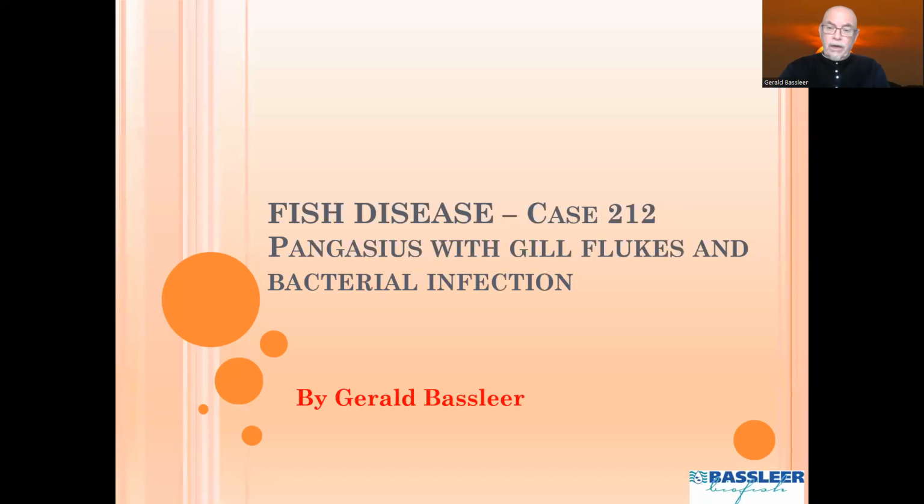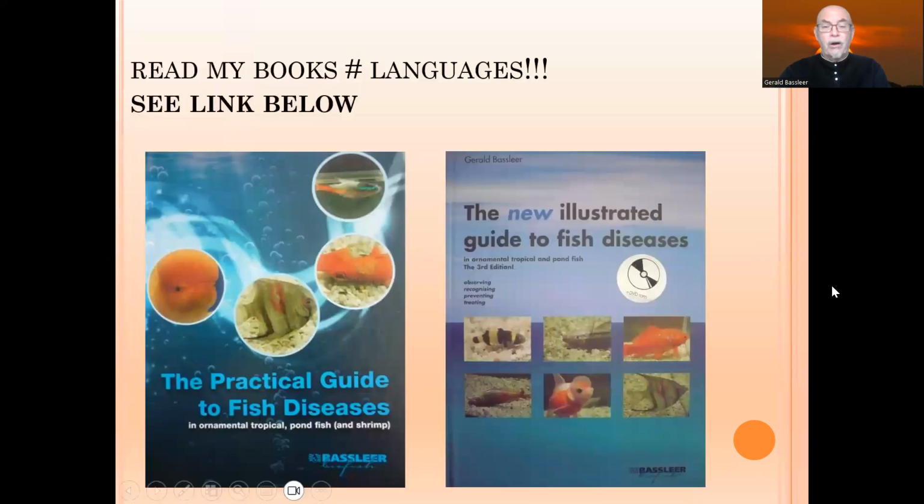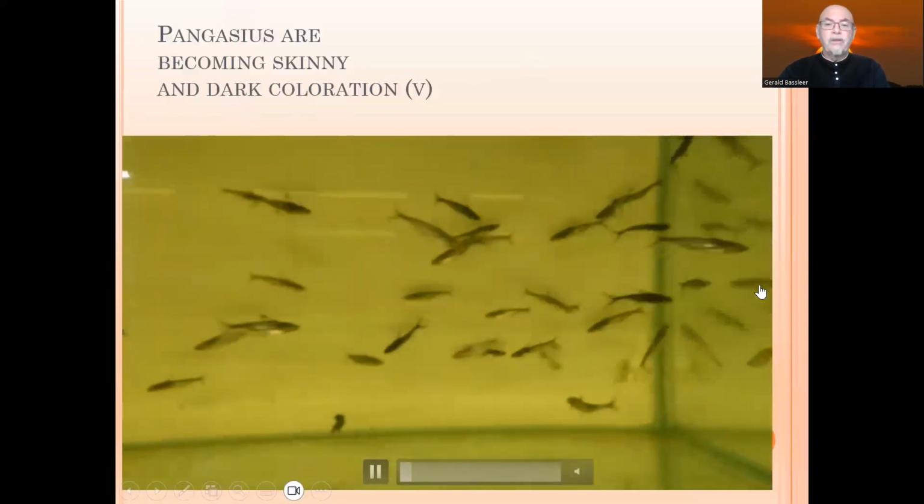The Pangasius with an infection in the gills and also some other problems that he was dealing with. So I will share my screen and show you my PowerPoint, and I will explain that these Pangasius were suffering from gill flukes and a bacterial infection. Usually the bacterial infection is secondary after the flukes are on the fish. I explain that in my books on fish diseases in different languages, where you can learn more about fish diseases.